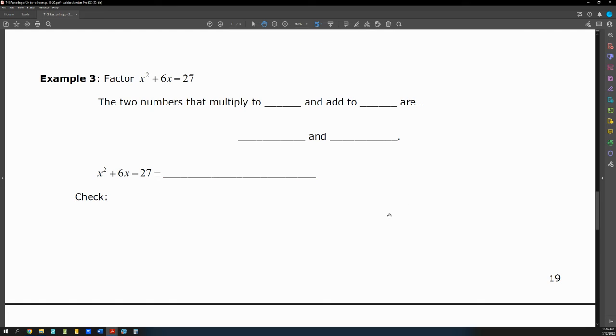Example 3, x squared plus 6x minus 27. If you want, go ahead and pause this video and you can try it on your own, or you can follow along with me. Two numbers that multiply to c, negative 27, that add to positive 6. The answer, 9 and negative 3. So then this trinomial factors to x plus 9 and x minus 3.